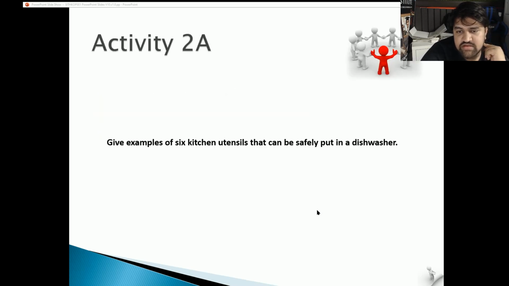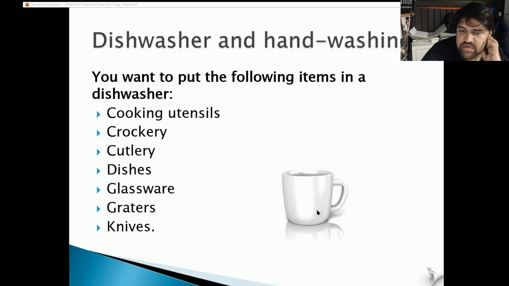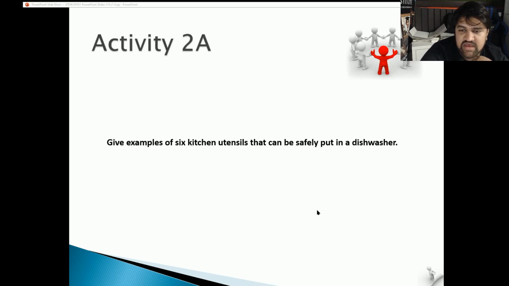So if we're looking at, give 6 examples of kitchen utensils that can be safely put in a dishwasher. So then we're looking at cooking utensils, crockery, cutlery, dishes, glassware, graters, knives. And if you have any of your own input, you can add that to the list. So once you've done that, come back, unpause the video, and we can move on to the next one.